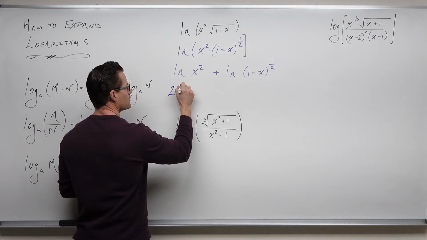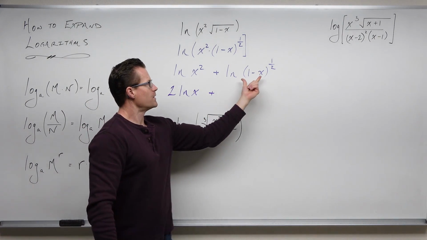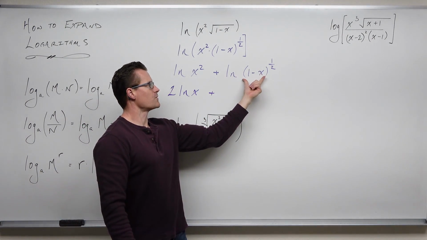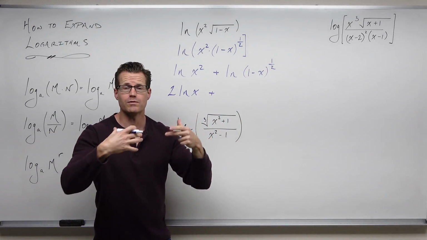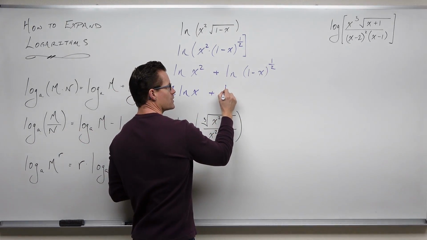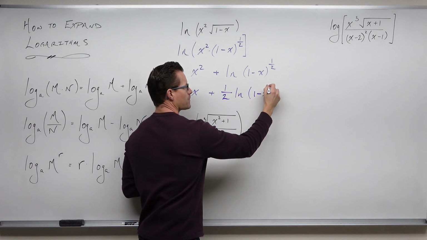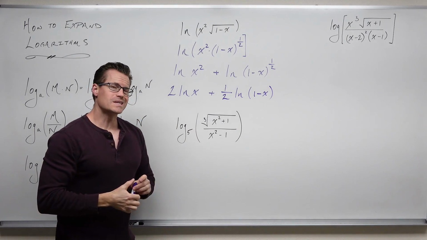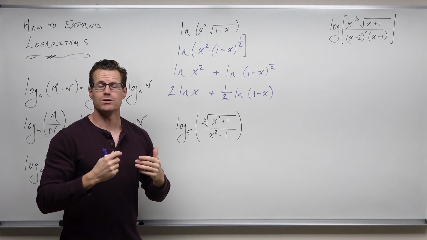Likewise, this argument, or this factor, I suppose, has a 1/2 power applied to all of it. So we can move that. That's an exponent. We can move it as a coefficient. And we're done expanding. Now you might ask, well, what about that one? Can't you expand that? No, you can't.